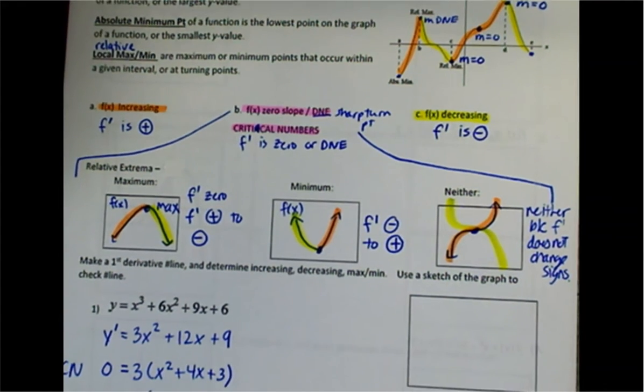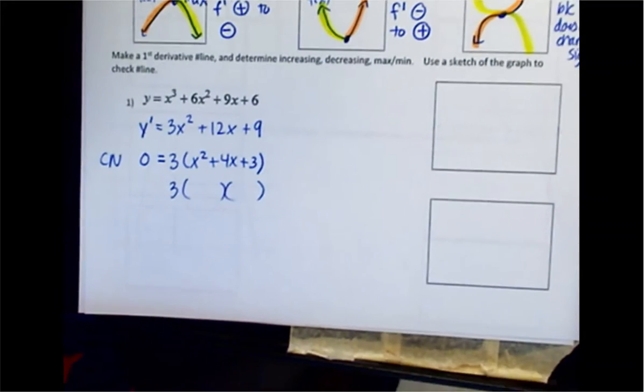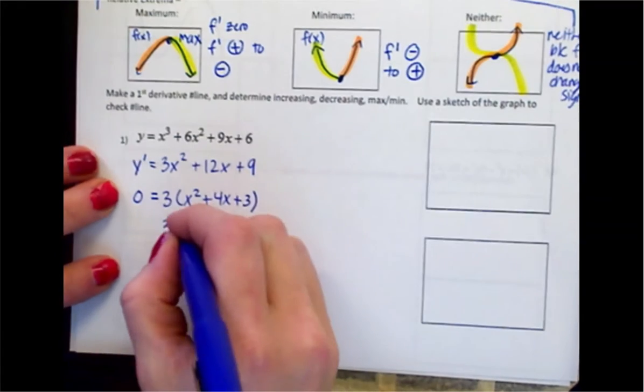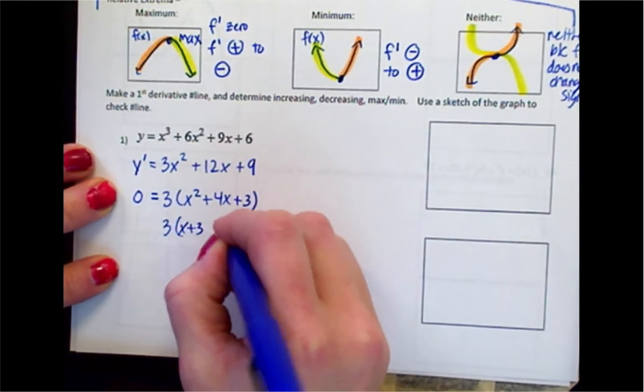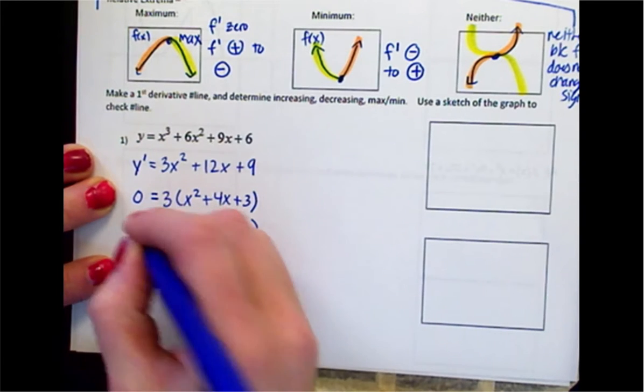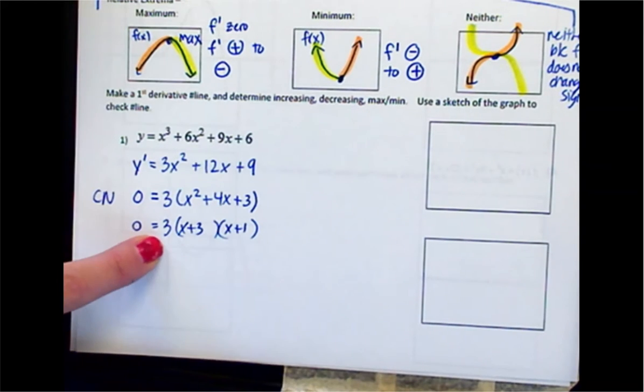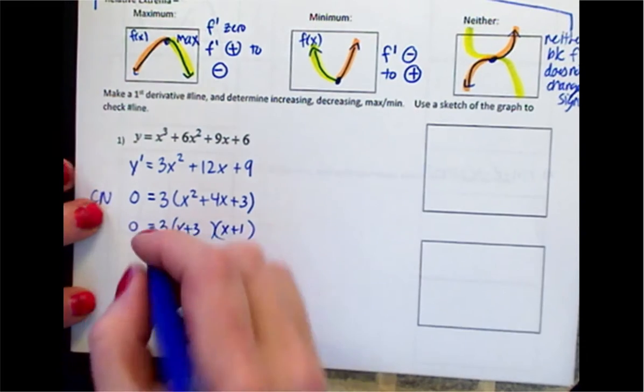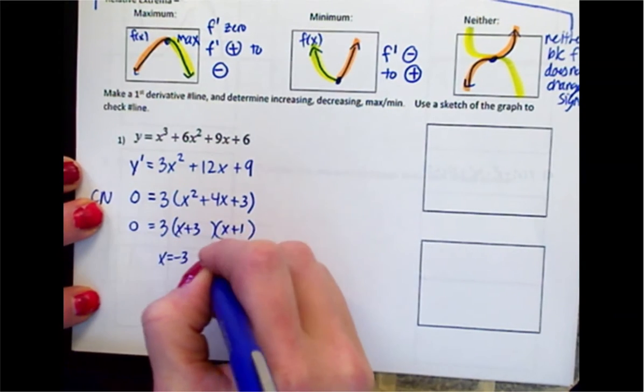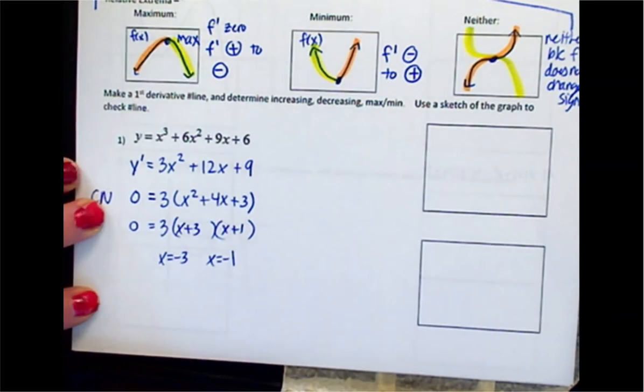Okay, once you factor, all right, so we get x plus 3, x plus 1. Okay, set it to 0. Notice there's no variable with the 3. There's no solution there. So you get x equals negative 3, x equals negative 1.